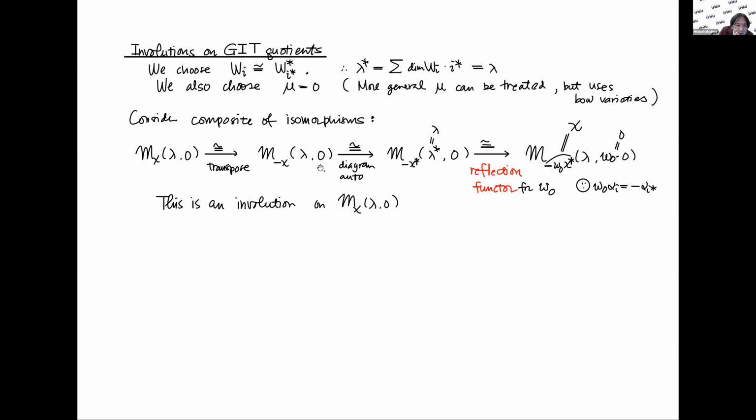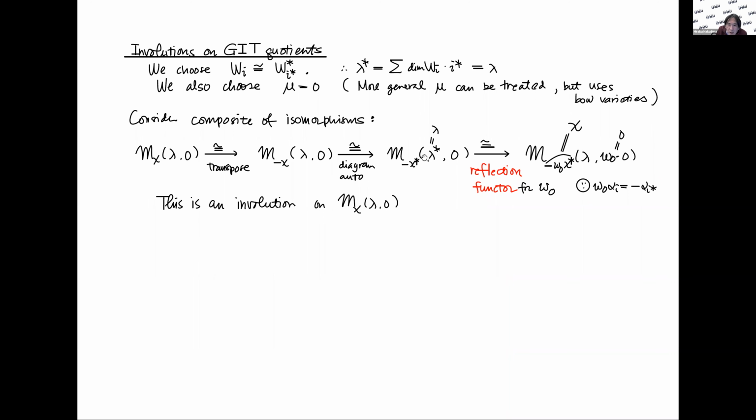Then I apply again the diagram automorphism, so I apply the diagram automorphism to the group homomorphism chi. So I get minus chi star. The two weights are also replaced by star, but I assume lambda star is equal to lambda. In the categorical quotient case, because chi is equal to zero, I come back to the original space. But because chi is non-trivial, we just get an isomorphism to a different space, so I don't get the involution.